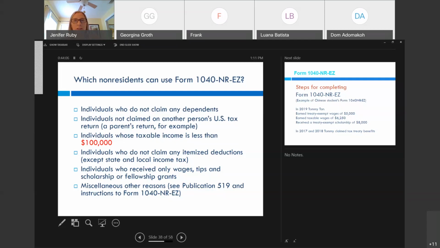I mentioned the charitable contributions. If you're trying to reduce your taxable income by showing evidence of charitable contributions, you do have to fill out the more complex form, the 1040-NR. The easy form is for individuals who received only wages, tips, and scholarship, and then miscellaneous other reasons. That would be in Publication 519.